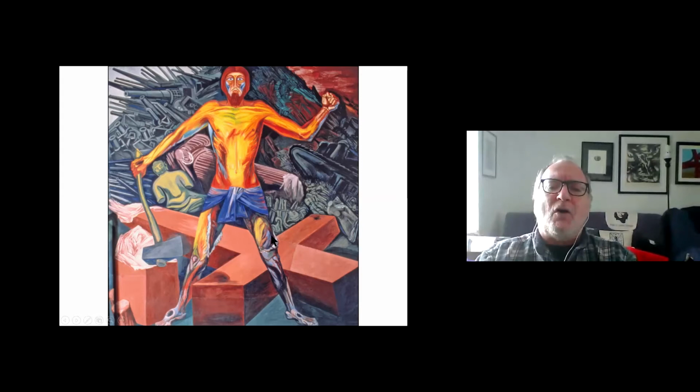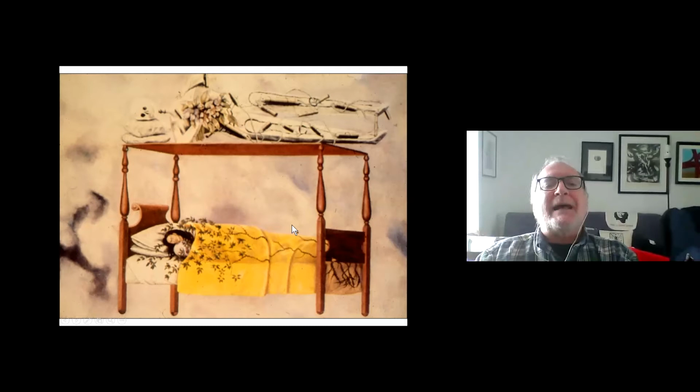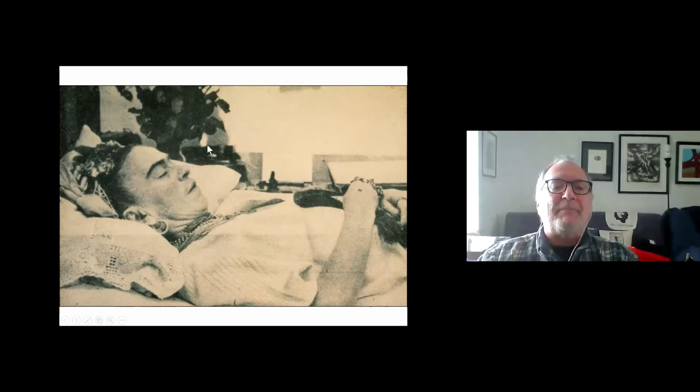Frida Kahlo had a very constant thinking about death for a large part of her life, which you can see especially in the last 15 years of her life. Look. So that tells you how the image of death is present in the pre-Columbian, in the colonial, and in the more modern Mexico. It's a constant that accompanies us. This is Frida in her deathbed.